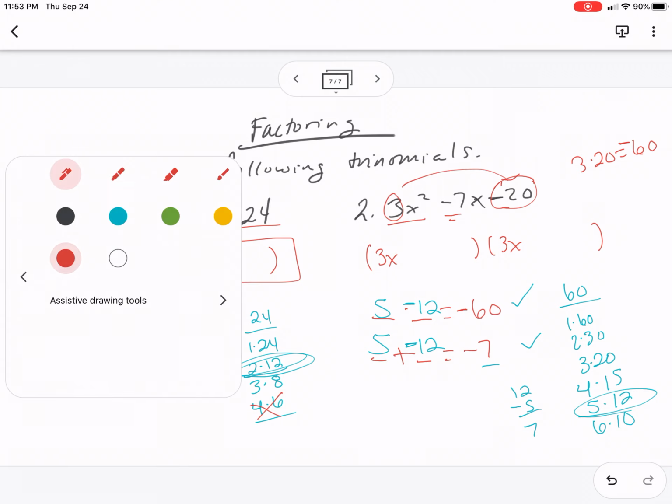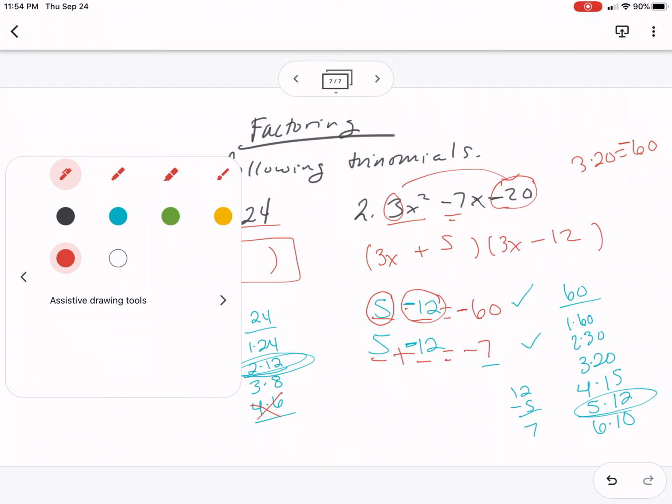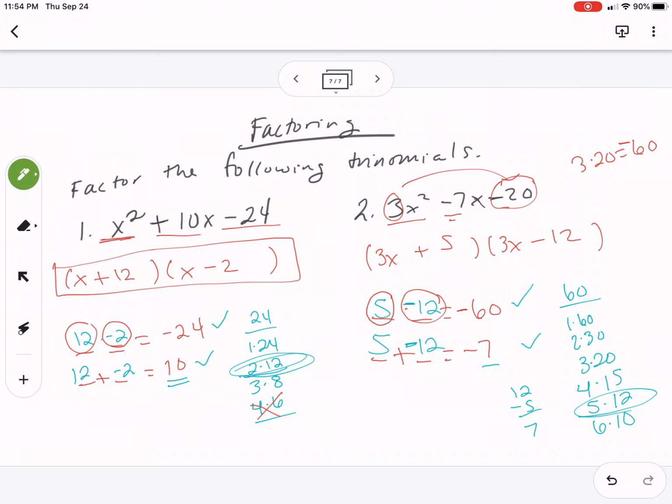So now I can write my final answer. Here I have a positive 5, so I'm going to put plus 5. Here I have a negative 12, so I'm going to put in minus 12. And remember, we're not done. We're going to have to do one last step where we divide to make these factors correct.